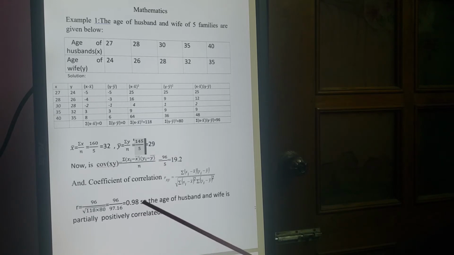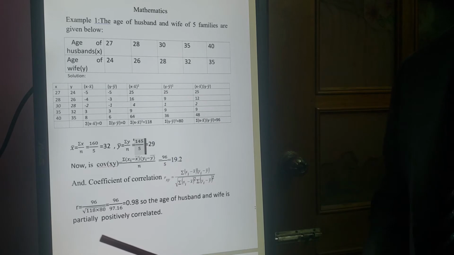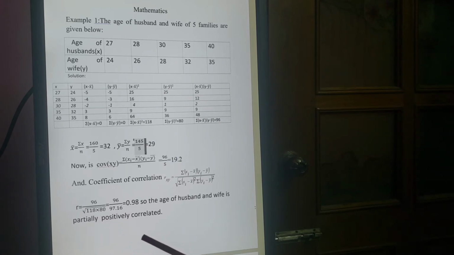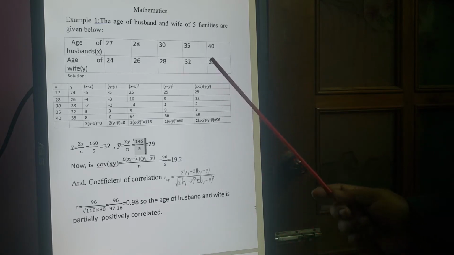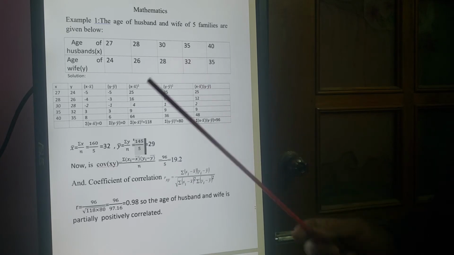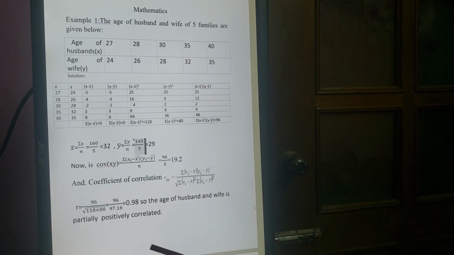So if they ask to comment, it is not exactly 1, not 0, it is greater than 0 and less than 1. So it is a partial positive correlation. So the ages between the couples are partially positively correlated. Given the 5 couples, they are partially positively correlated. So is there a doubt? I think we have understood easily.